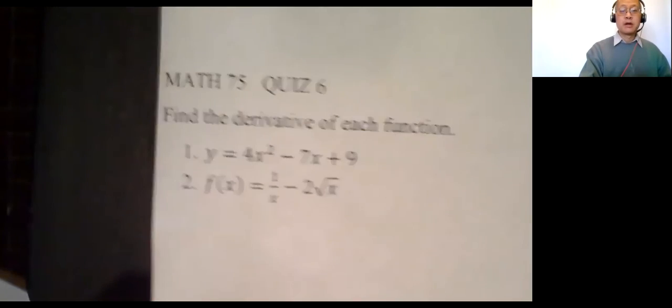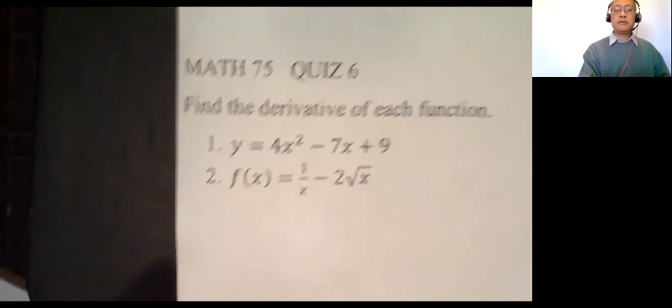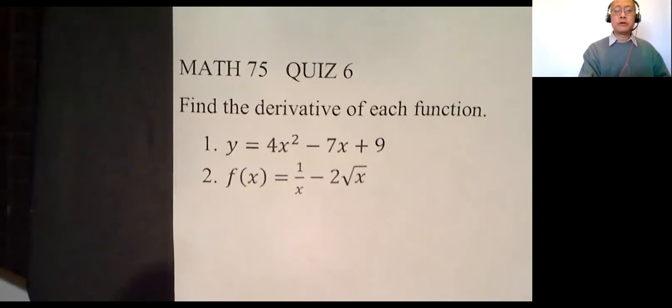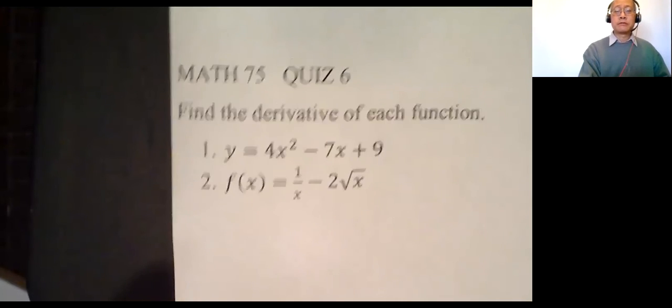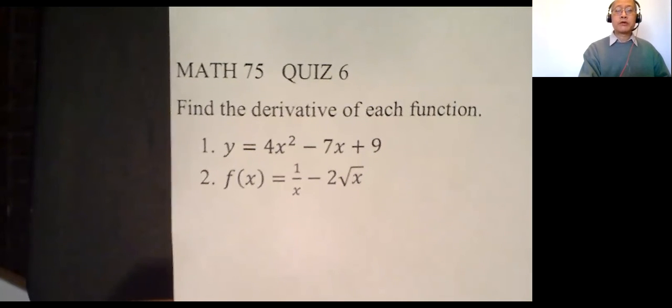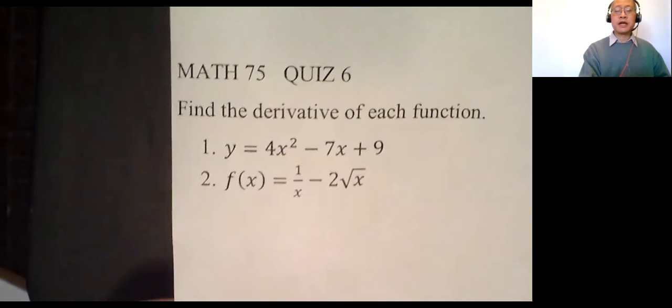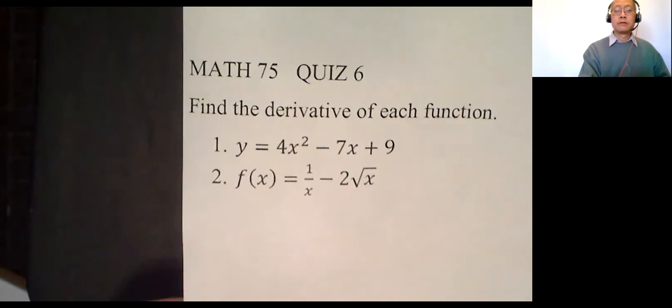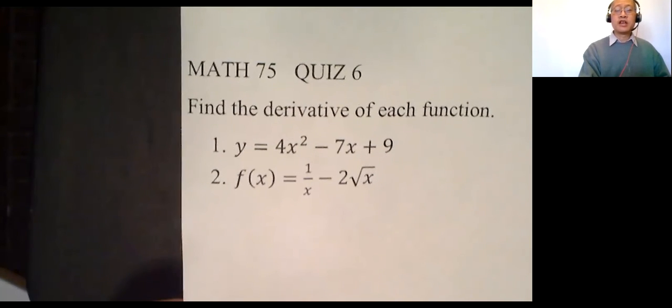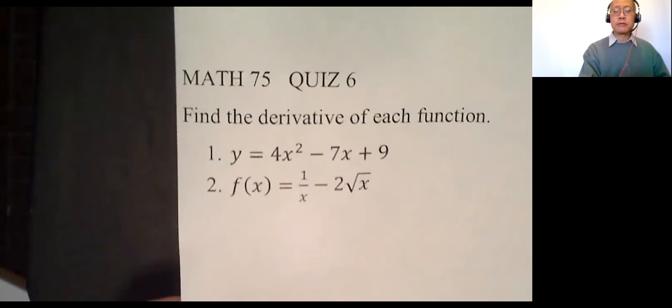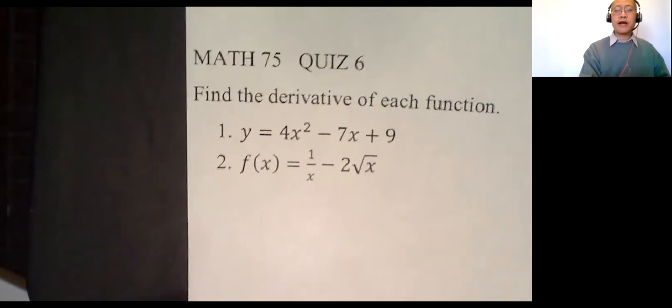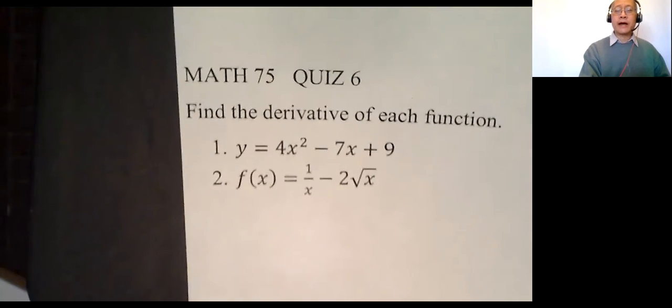All right, here we go. So here's the quiz. I hope you should find this fairly easy. So get your cell phones out or be ready to do a screenshot. Pretty straightforward. One is easier than two. Find the derivative of each function. Number one, y equals 4x squared minus 7x plus 9. Pretty straightforward. Two is a little bit harder. You have to set it up first. Number two, f of x is 1 over x minus 2 radical x.